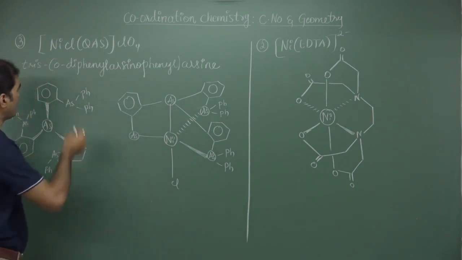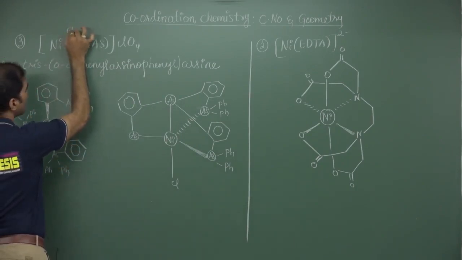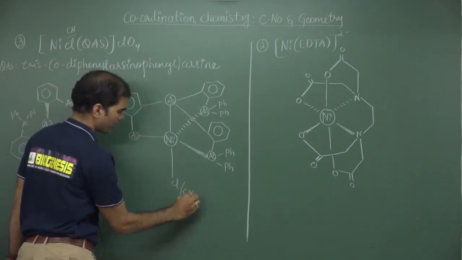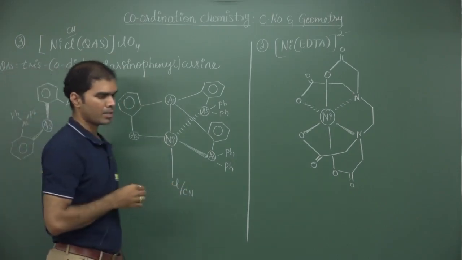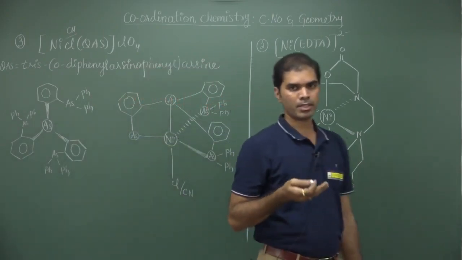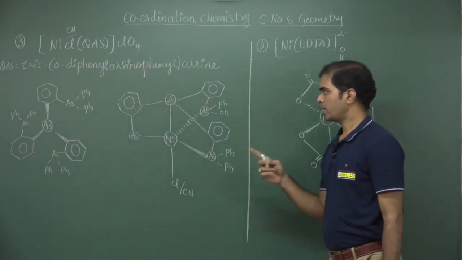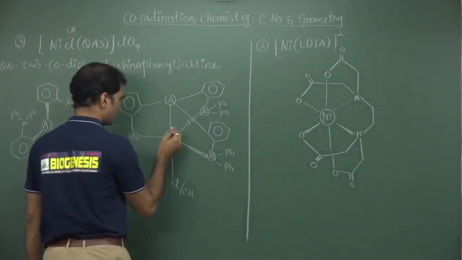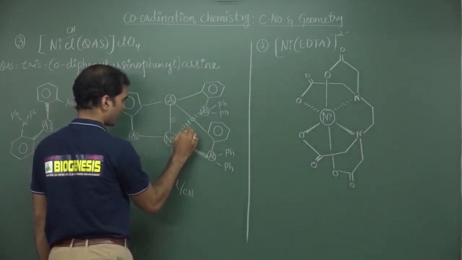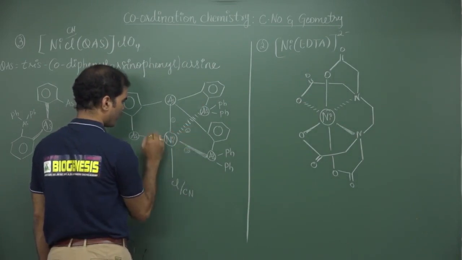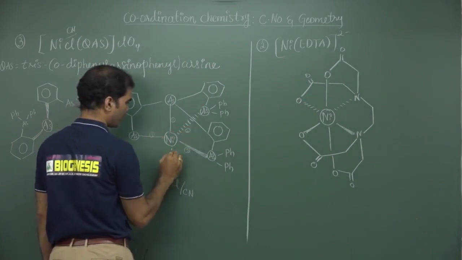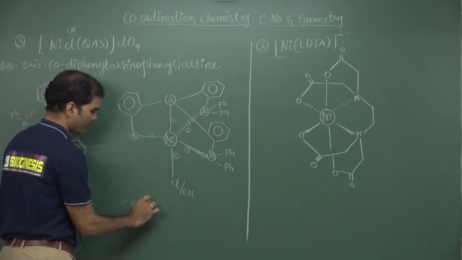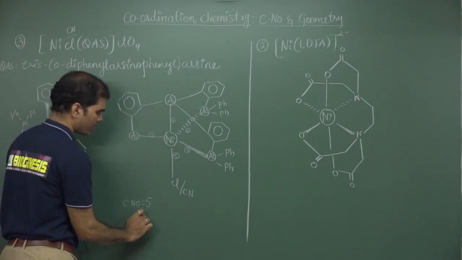Instead of chlorine, there is also one more complex that is substituted by a cyanide. So it could be a chlorine or it could be a cyanide along the axis. But within the equatorial plane there are 3 arsenics. One of the axial ligands is also an arsenic. The coordination number in this case is 1 sigma bond, 2, 3, 4 and 5. Altogether there are 5 sigma bonds, and hence the coordination number is 5. But the coordination geometry is trigonal bipyramidal.